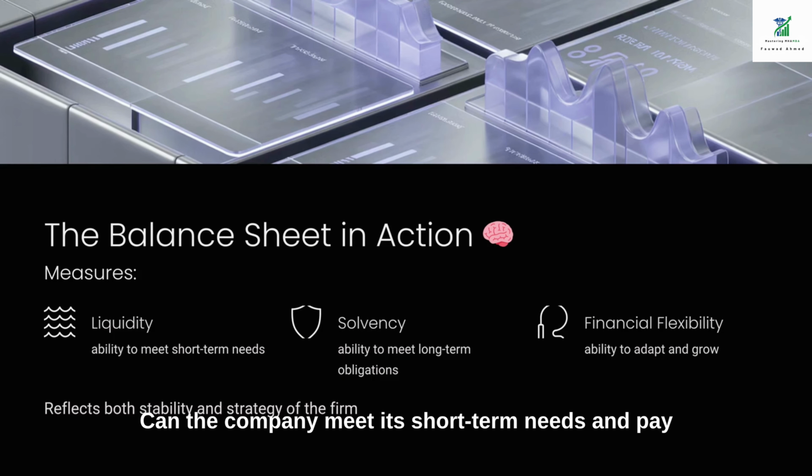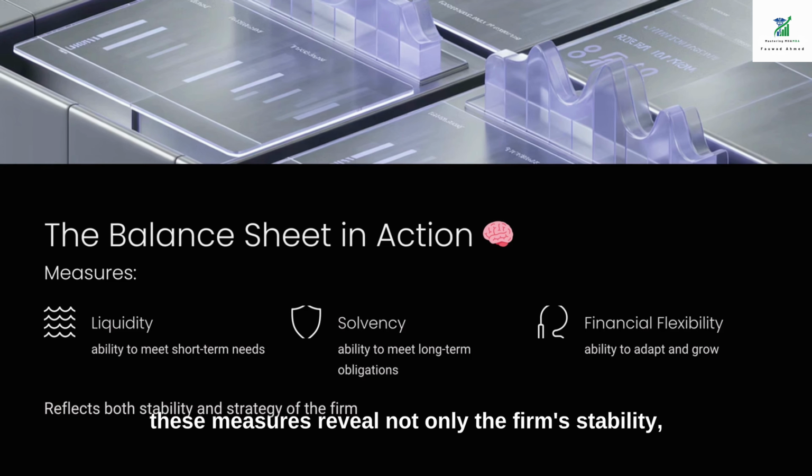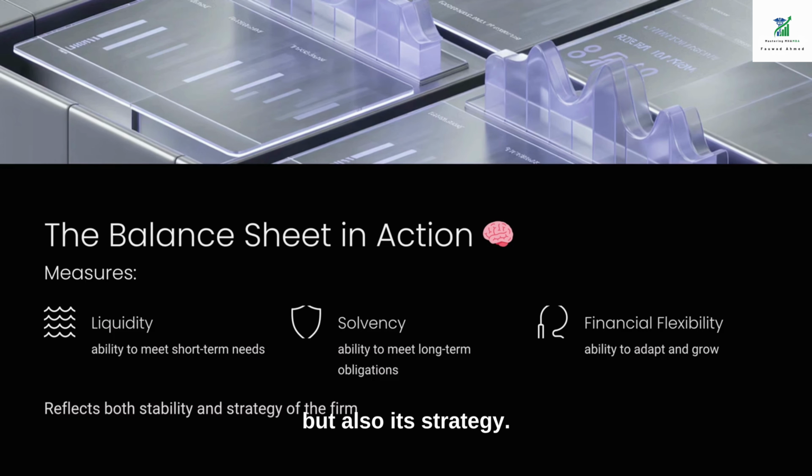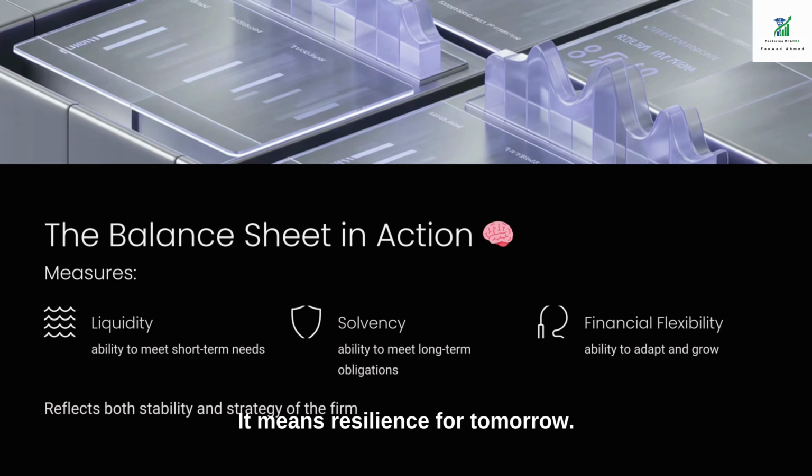Liquidity: can the company meet its short-term needs and pay its bills on time? Solvency: can it handle long-term obligations like loans and bonds without running into trouble? And financial flexibility: does the company have the freedom to invest, innovate, or recover if times get tough? Together, these measures reveal not only the firm's stability, but also its strategy. A strong balance sheet means more than strength today, it means resilience for tomorrow.